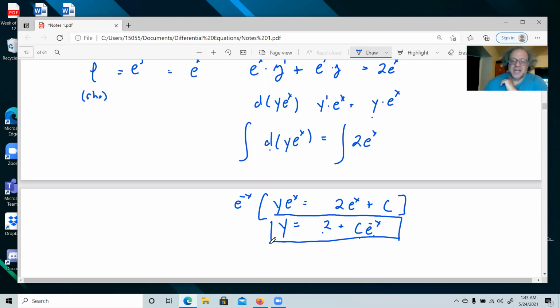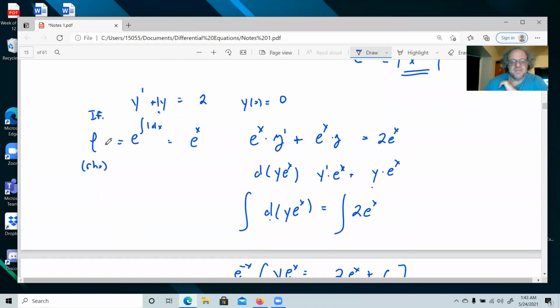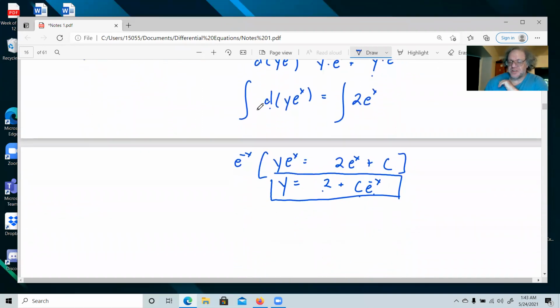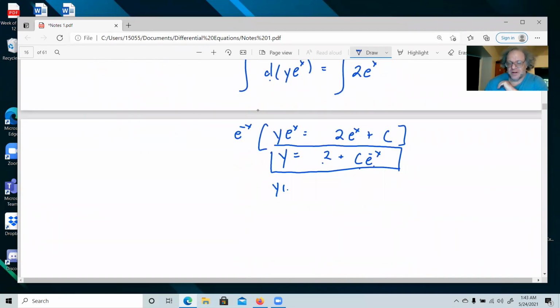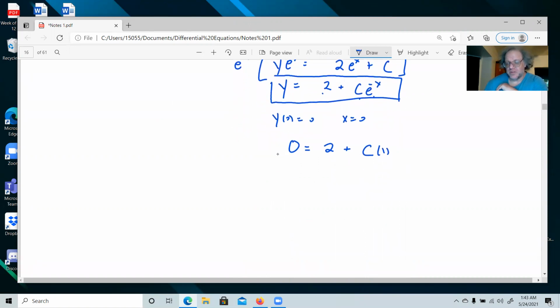But we're not done yet. Don't answer yet. There's more. Y of 0 was equal to 0. So let's plug in x equals 0. We have 0 equals 2 plus c, and then we have a 1 because e to the 0 is 1. So c was equal to negative 2. So we have y is equal to 2 minus 2 e to the negative x. And that's our function.